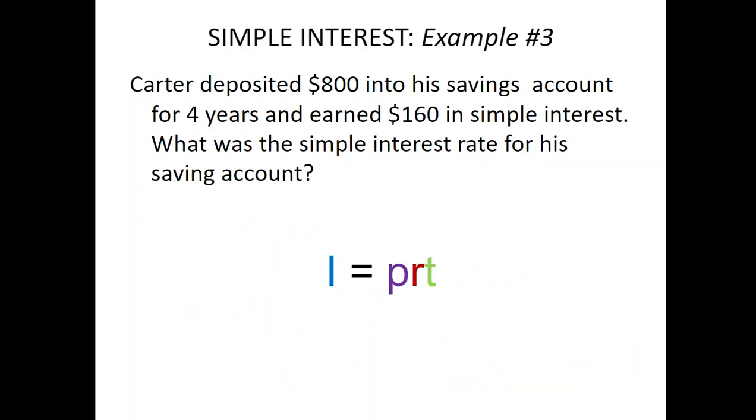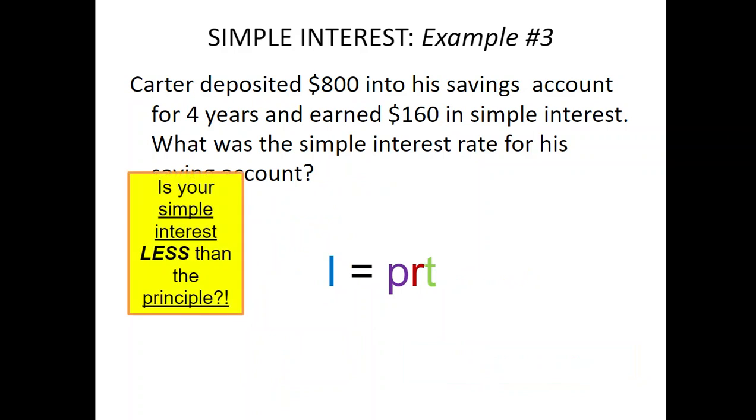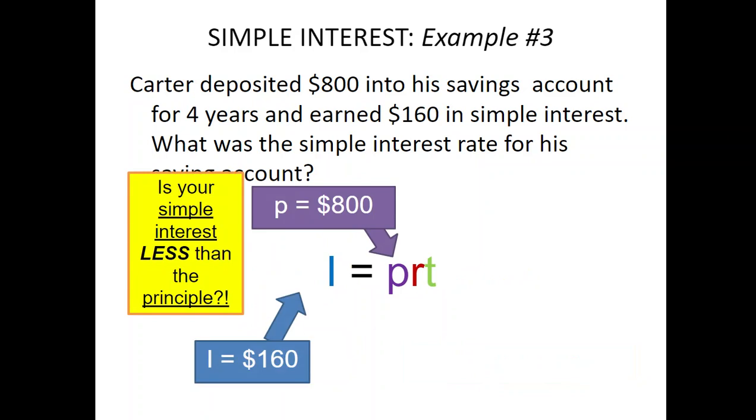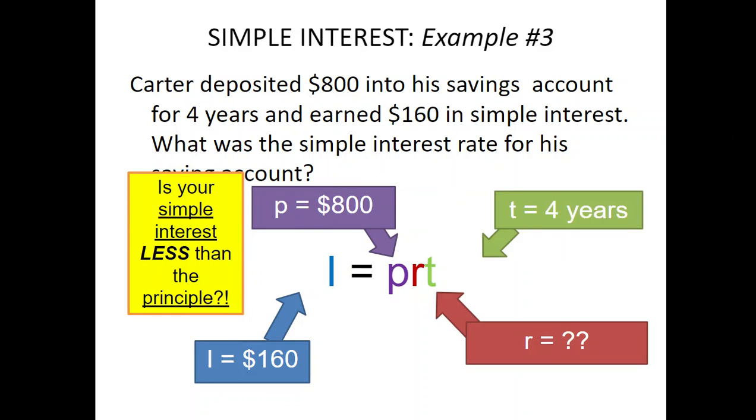Okay, example number 3. Carter this time put $800 into his savings account for 4 years and earned $160. What was his rate? This is just a little different twist on it. We make sure your simple interest is less than the principal. Principal is $800. We know the interest is $160. Years is 4. And then we're looking for the rate.